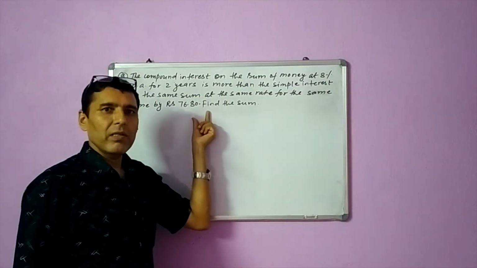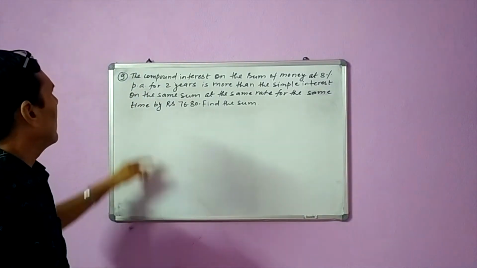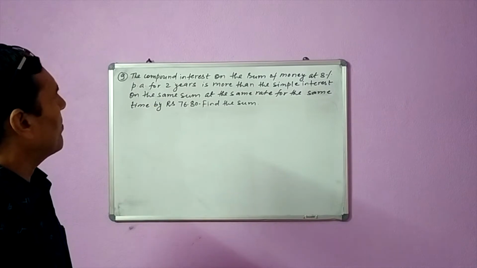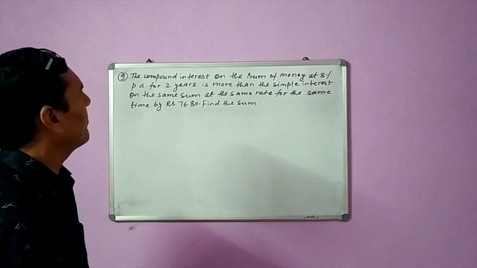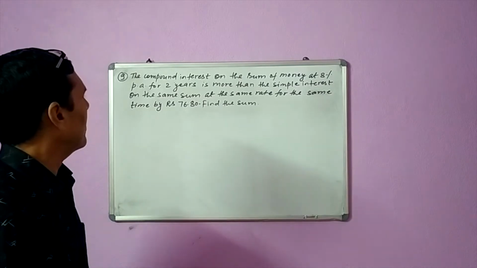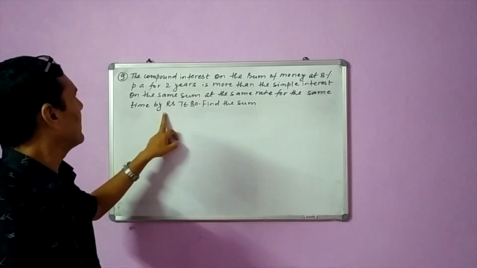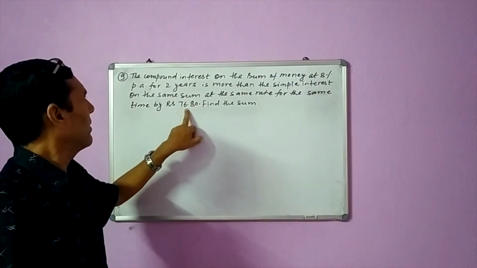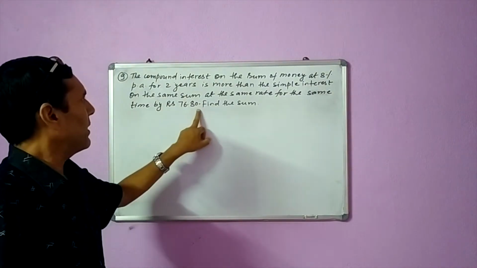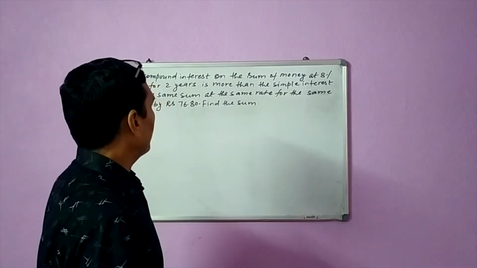Here we have another question related to compound and simple interest. The compound interest on a sum of money at 8% per annum for 2 years is more than the simple interest on the same sum at the same rate for the same time by rupees 76.80. Find the sum. Here we have to find the principal, the sum.